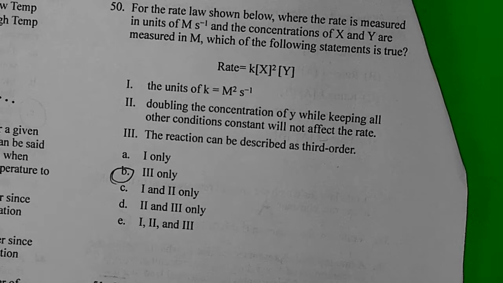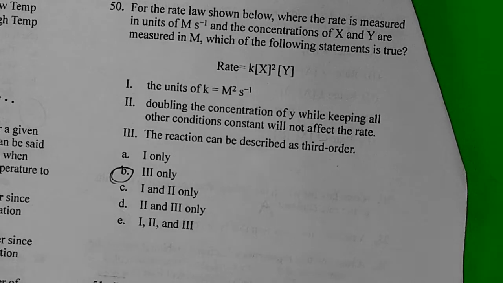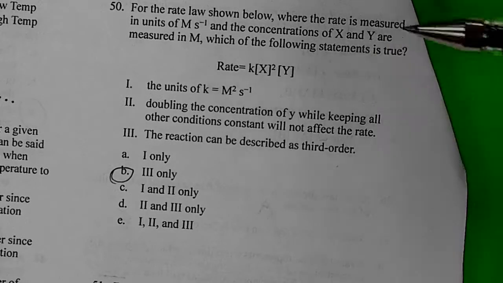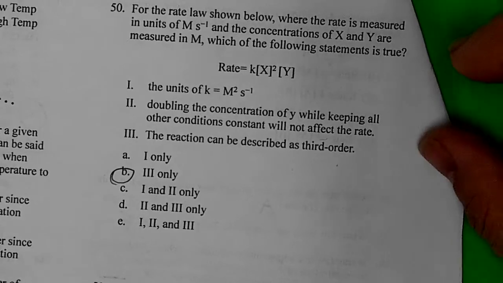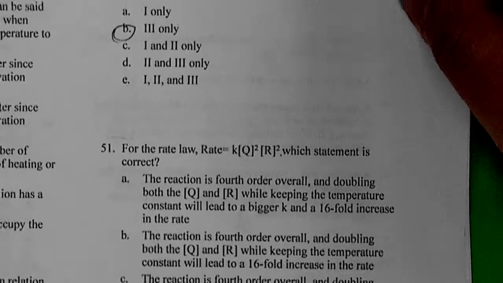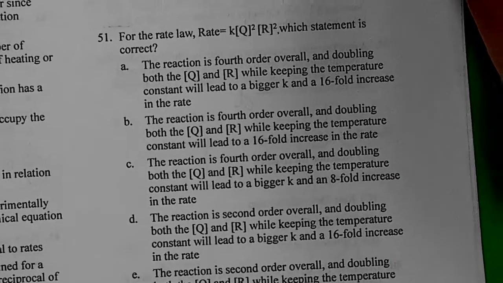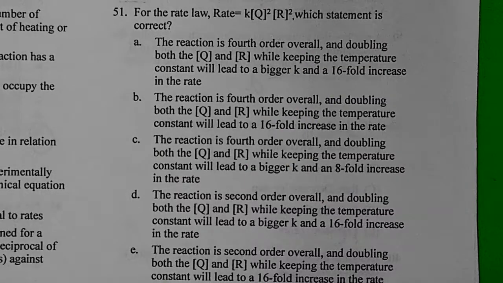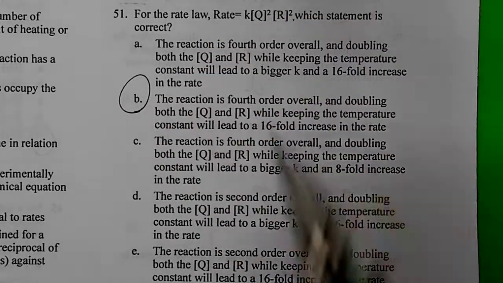Right? So let's see. And then it's not doubling Y, right? It will affect it because it's a first order. Okay. Right. Okay, 51. B. Good.